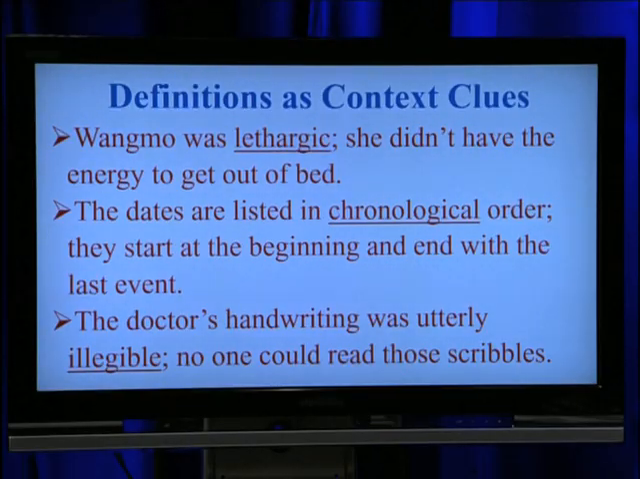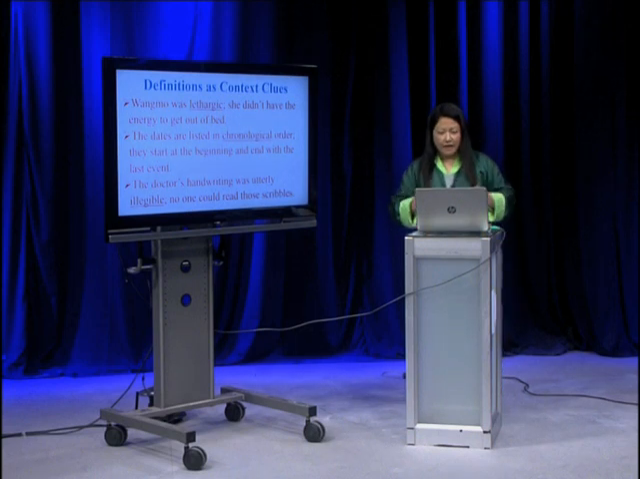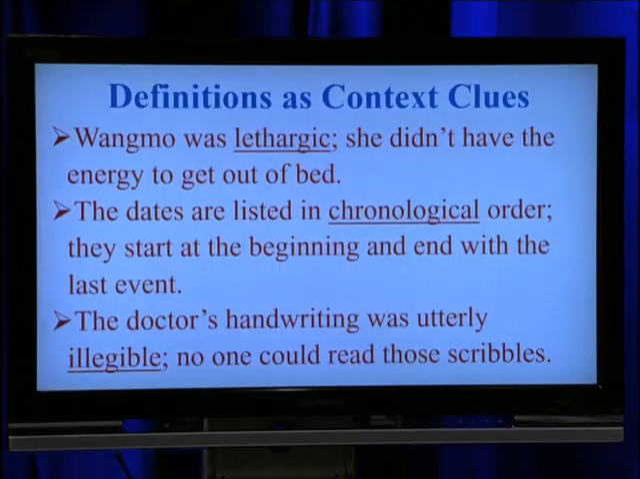Sometimes writers define the word itself if you read the text carefully. For instance, Wang Mo was lethargic. She didn't have the energy to get out of bed. See, the author has clearly defined the term lethargic in the next clause. She didn't have the energy to get out of bed.